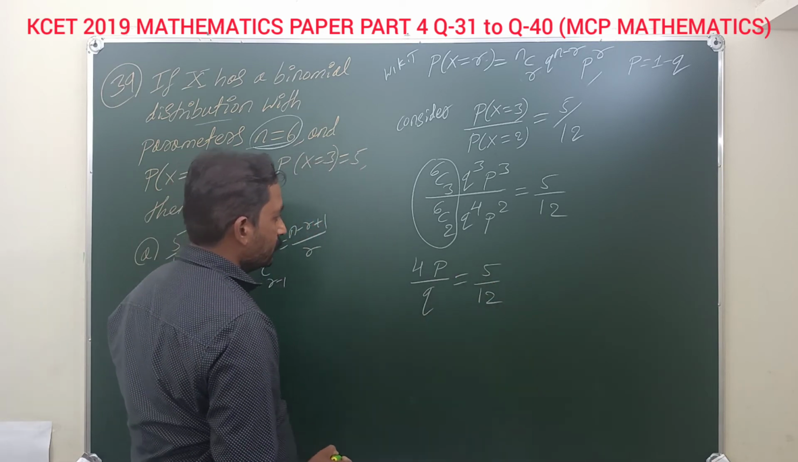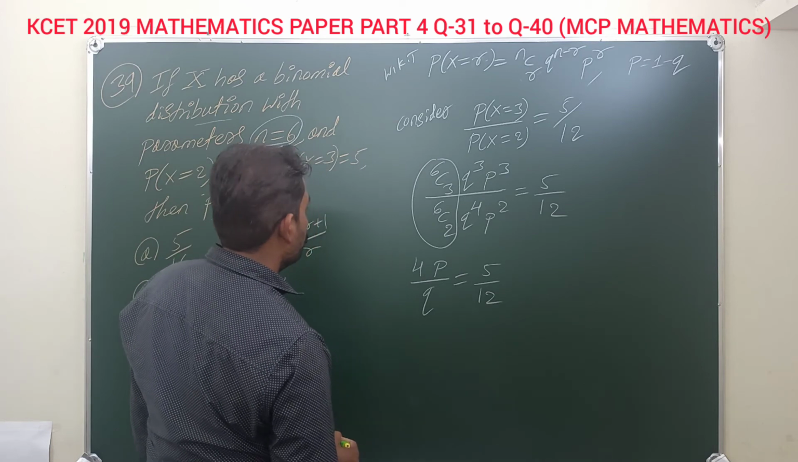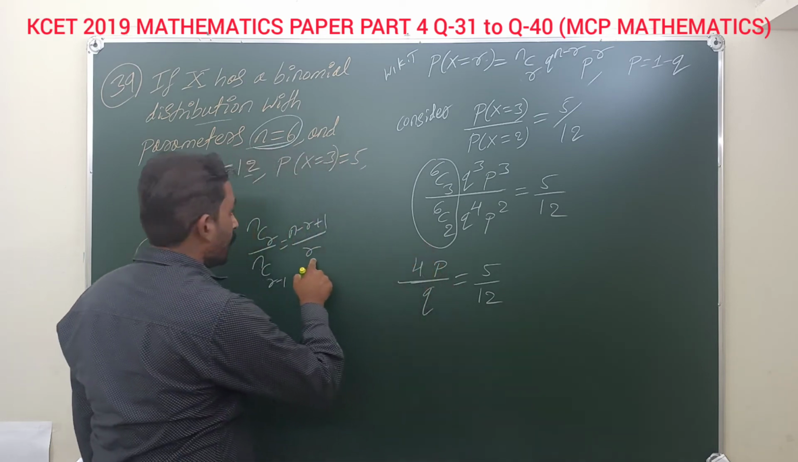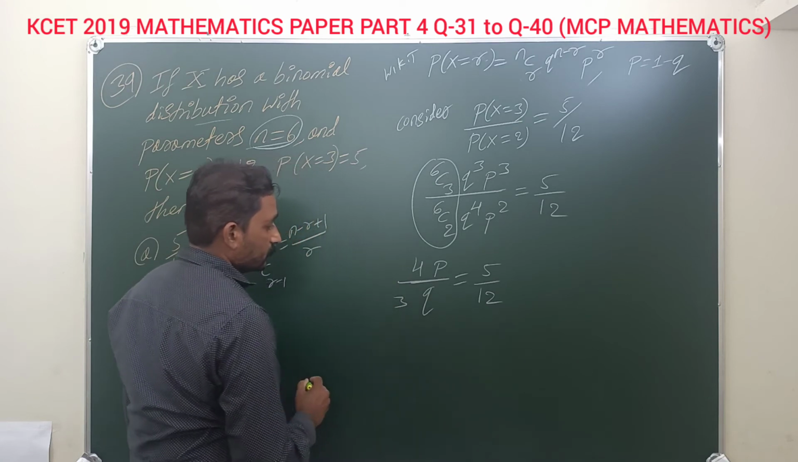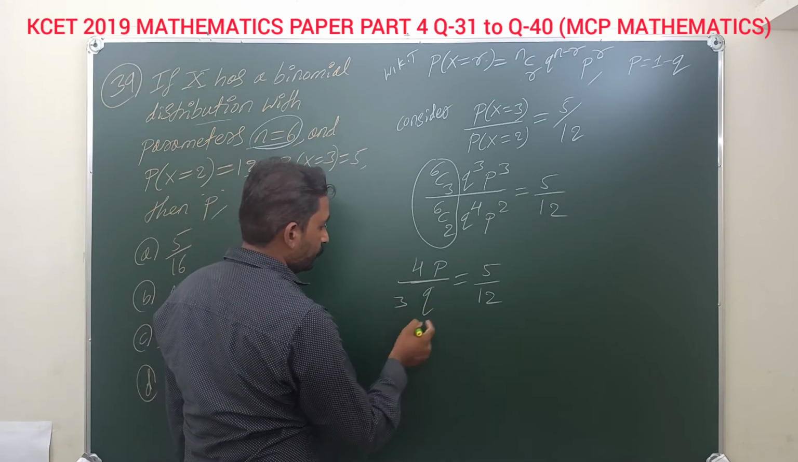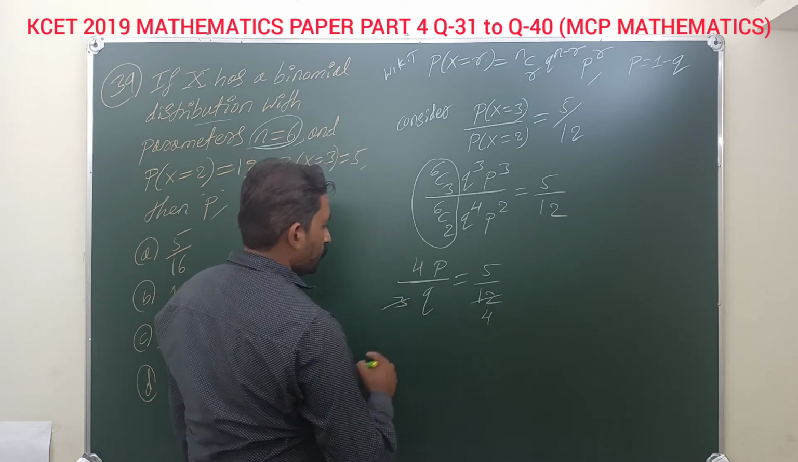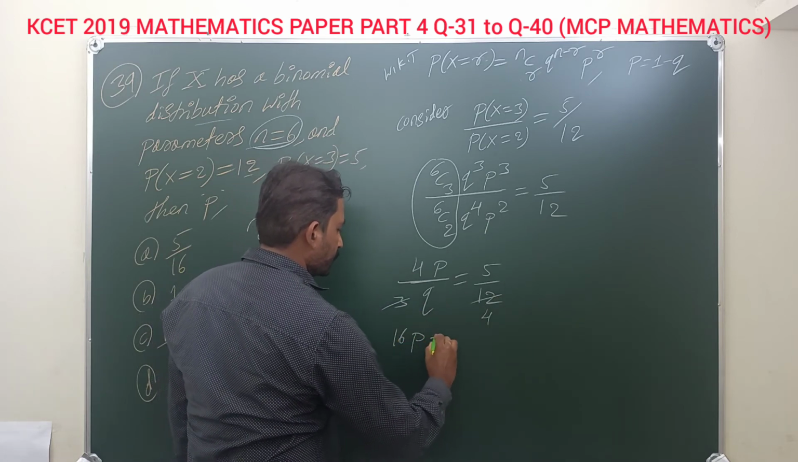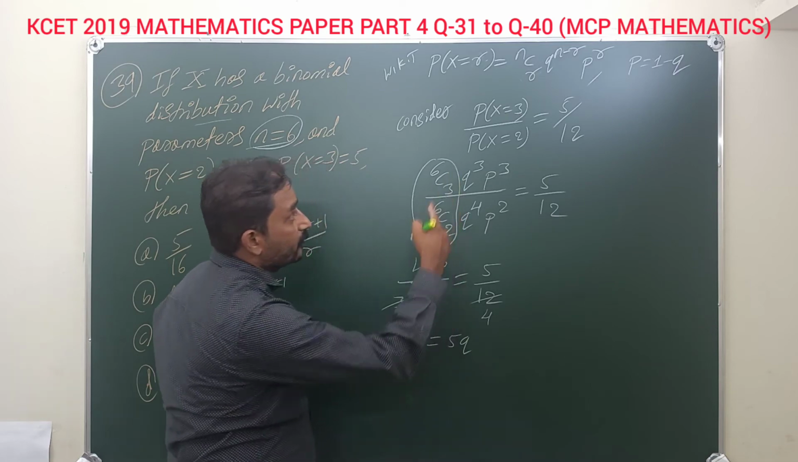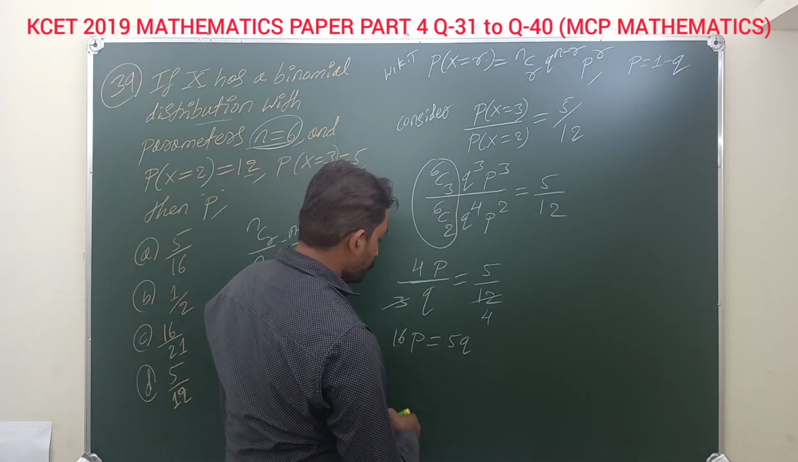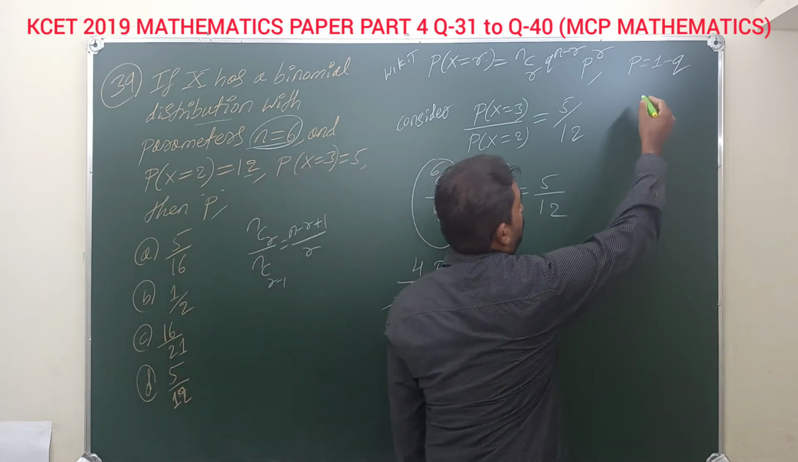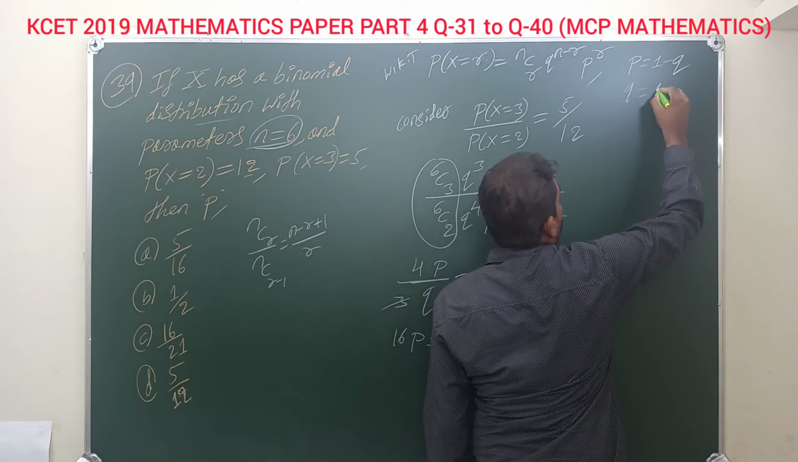So in this case, this can be written as 4 divided by r, which is 3. So 3 4s are 12, 4 4s are 16. 16p is equal to 5q. Now q can be written as 1 minus p, since p plus q is equal to 1, nothing but q is equal to 1 minus p.